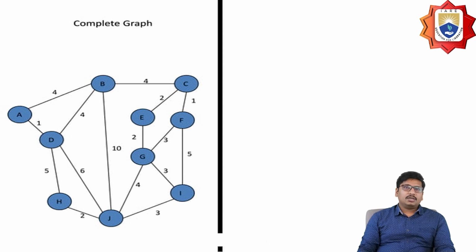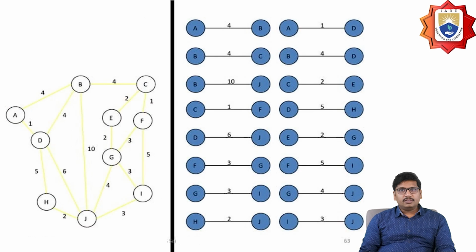Suppose this is the complete graph that we have. For this, we have to construct the minimum spanning tree for the given graph according to Kruskal's algorithm. So what are the steps we have to follow? Let us construct it now. Among these, what is the first minimum?